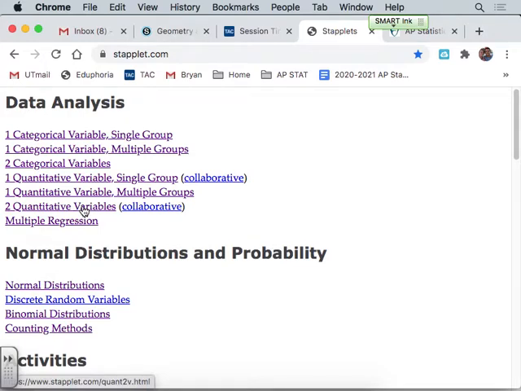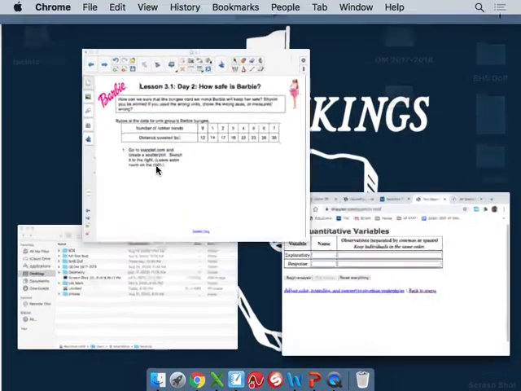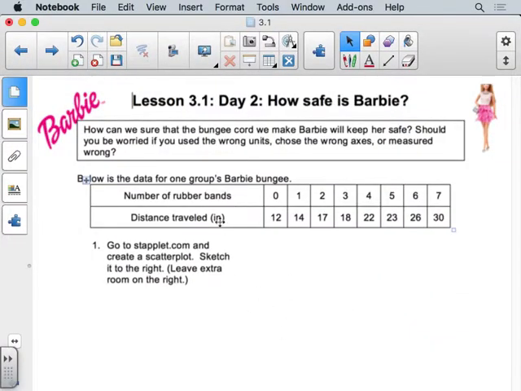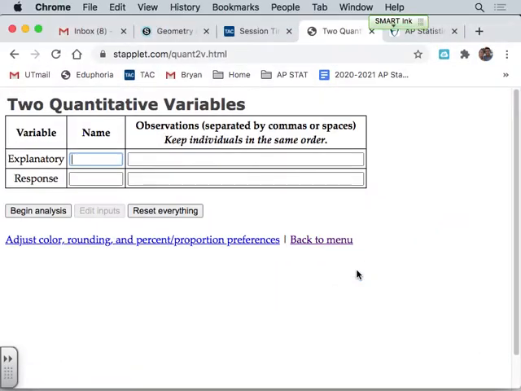Okay, we're at two quantitative variables, and we're going to input that data that they had given us here for what they did on theirs. So they did 0 to 7, and they had this stuff. So we're going to use that as well. And on your notes, in that empty space, you're going to sketch your scatter plot that you get.